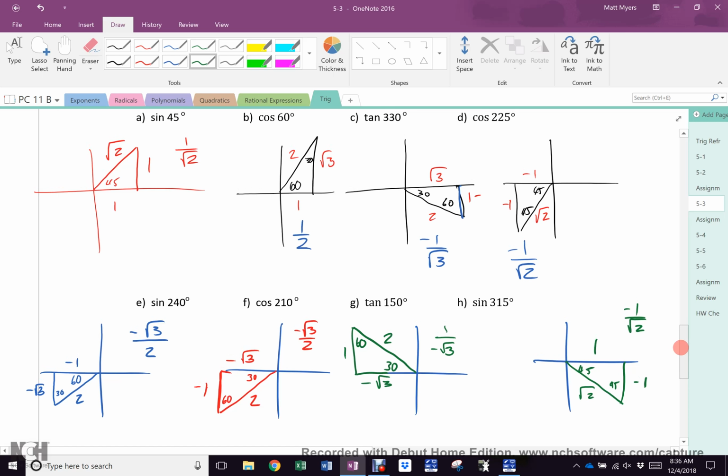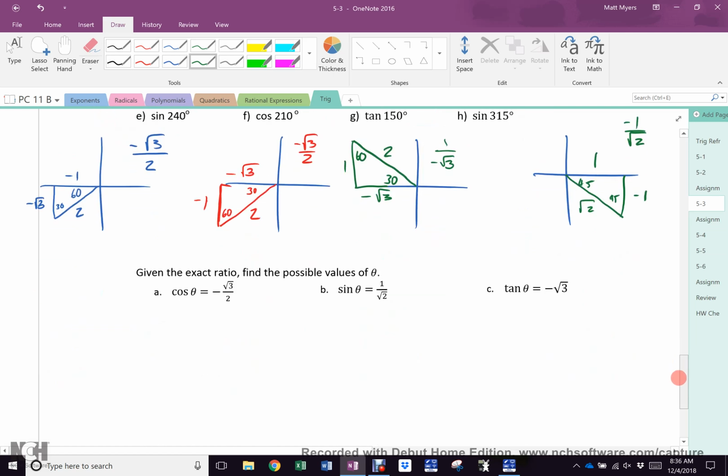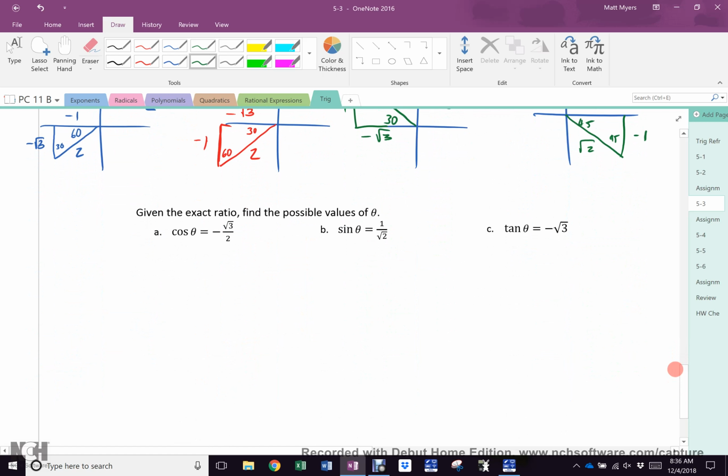Is everybody good? Great. Now, go the other way. Find possible values of theta. Why is there an S on the end of value? Because there's more than one. Since cos is negative, how many possibilities are there? 2. Where do they live? Quadrant 2 and quadrant 3.